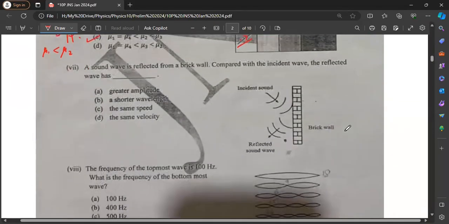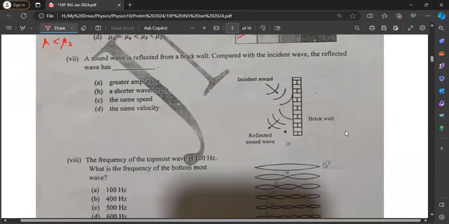Fine. Question number 7. A sound wave is reflected from a brick wall. Compared with the incident wave, the reflected wave has the same speed. Remember, when a ray of light or sound is coming back in the same medium after reflection, it is the same medium, so the speed will be the same. Velocity is not the same because earlier it is directed this way and now it is directed that way, so the direction has changed. Greater amplitude means it will be heard louder, that is also not true. And the frequency is also not changing, so there is no change in wavelength.